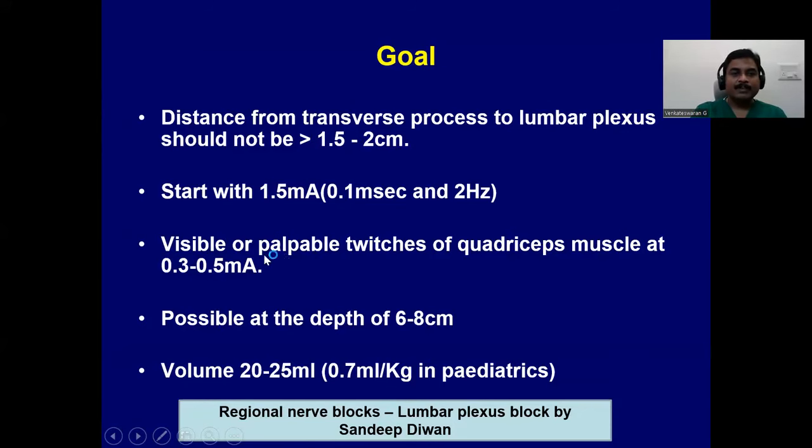The possible depth of the lumbar plexus is about 6 to 8 centimeters. The volume usually needed is 20 to 25 ml. In pediatrics, it is 0.7 ml per kg.